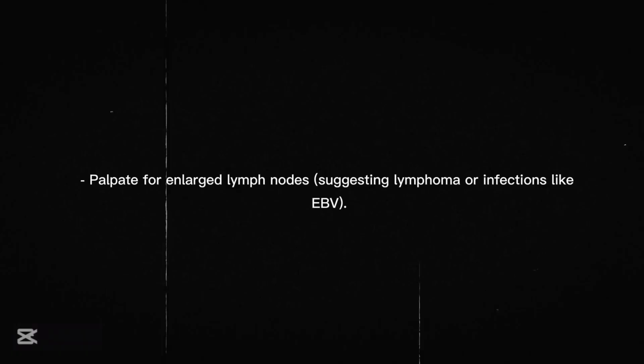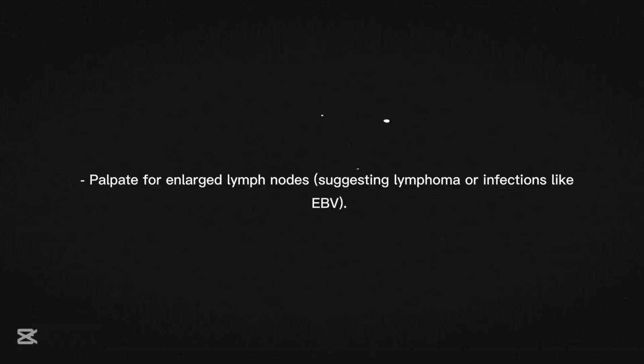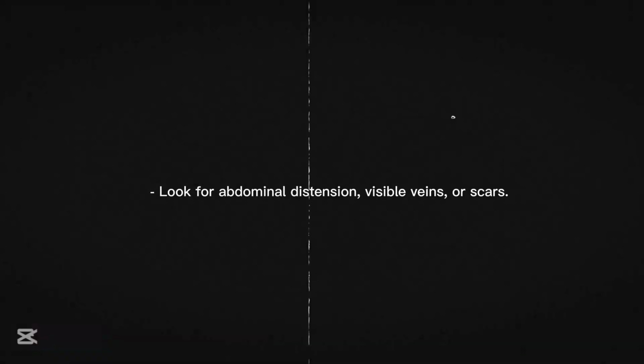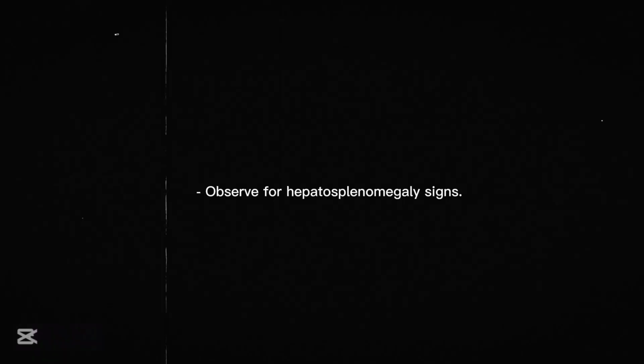Lymph nodes. Palpate for enlarged lymph nodes suggesting lymphoma or infections like EBV. Pay special attention to the left supraclavicular lymph node, Virchow's node. Abdominal examination. Inspection. Look for abdominal distension, visible veins, or scars. Observe for hepatosplenomegaly signs. Palpation.